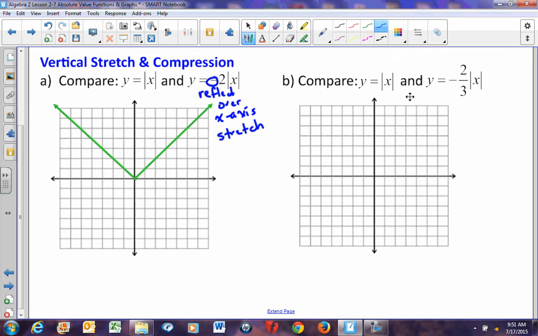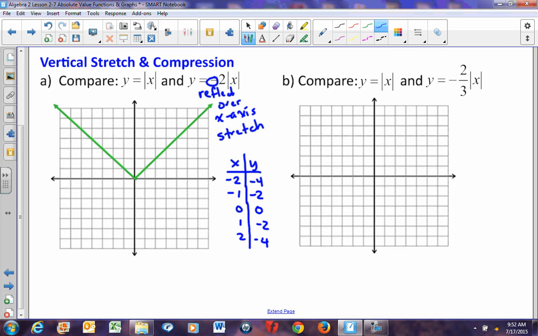All right, so now let's take a look at something. Let's make a small table because I want to show you what works here. Let's say that x is -2, -1, 0, 1, and 2. The absolute value of -2 is 2. Times -2, you get -4. The absolute value of -1 is 1. Times -2, you get -2. Times 0. The absolute value of 1 is 1. Multiplied by -2 is -2.